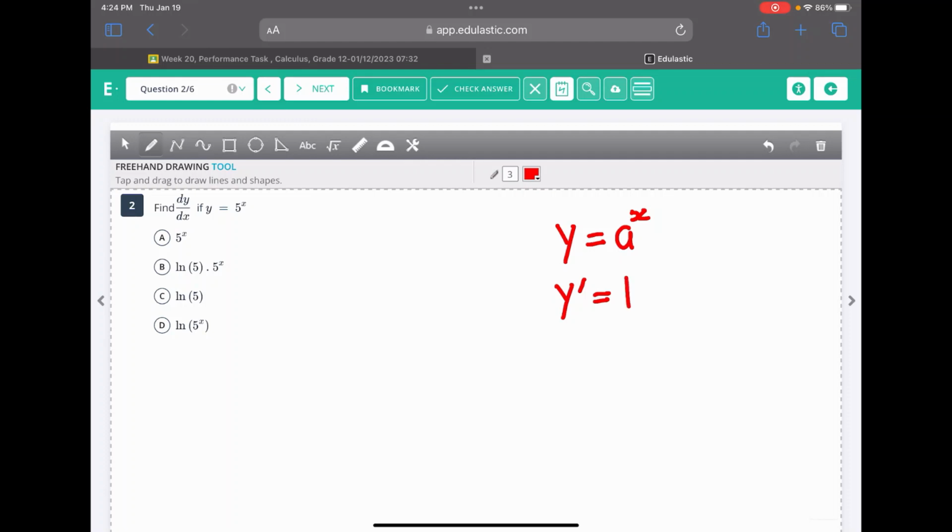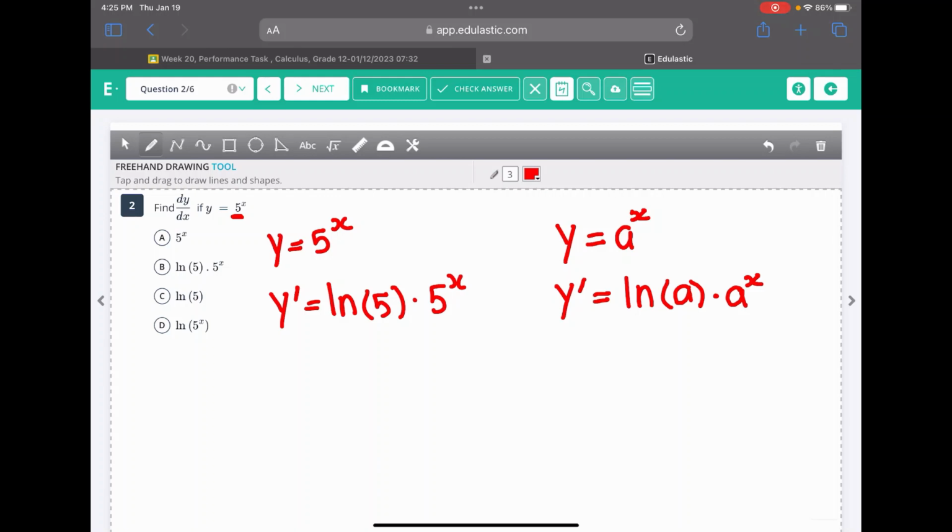We are going to put ln, and then in the bracket, we're going to put a. So a is our number from the original function. And then we are going to multiply this by the original function, which is a to the power of x. So now we're going to just apply this formula over here. If our function is y equals a to the power of x, then our derivative, y prime, is going to be equal to ln, and then in the bracket, we want our a. In this case, 5 is our a. It is our number. So we are going to put 5 in the bracket. And then we're going to multiply by the original function, which is 5 to the power of x. And that is our answer.